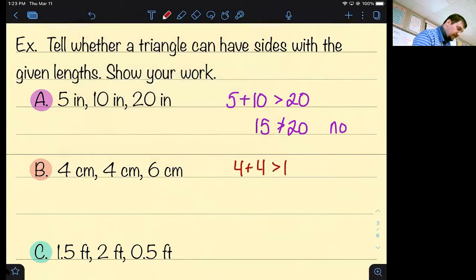And that has to be greater than 6. Riley, is 4 plus 4 greater than 6? Yes, because 4 plus 4 is 8. 8 is greater than 6. So I put a yes right there.